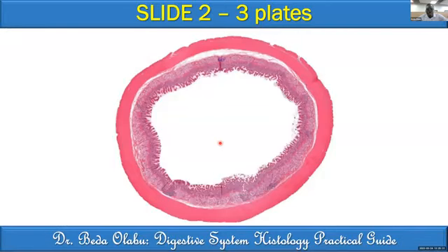So this one I want you to try on your own. I'll show you 3 levels of magnification. The 3 plates here mean 3 levels of magnification. So I want you to look at them, and then I'll allow you to unmute your mic and just say what you think this slide could be.